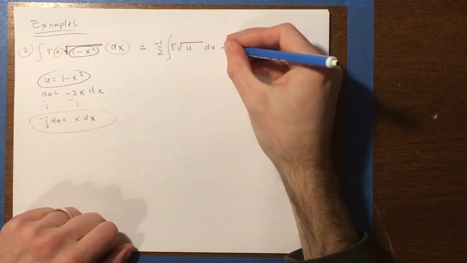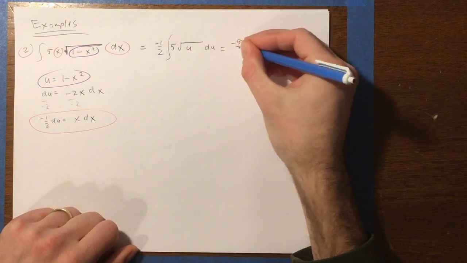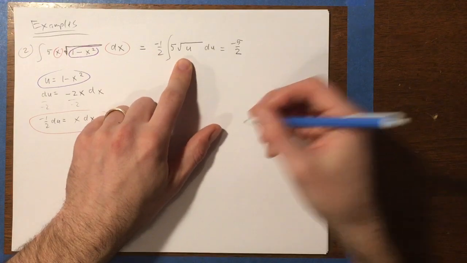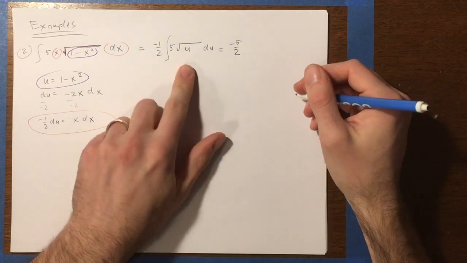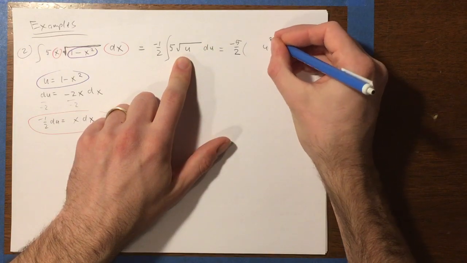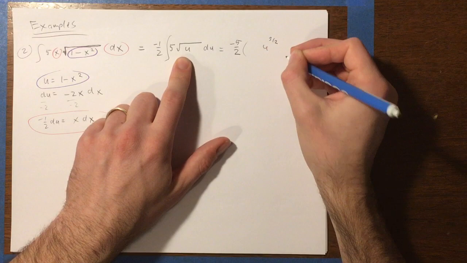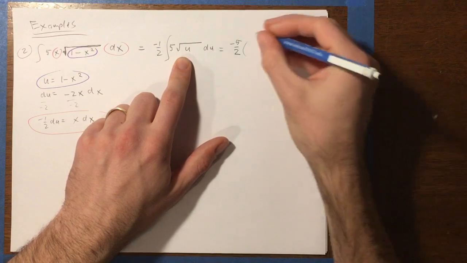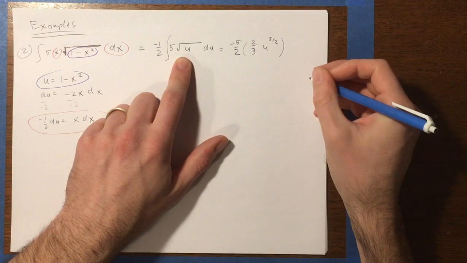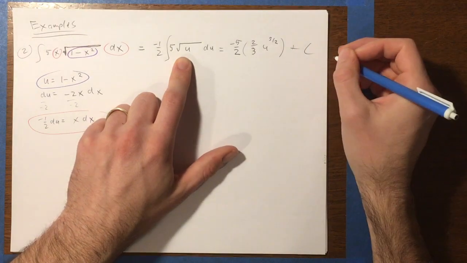Now the 5 can come out of the integral as well, so this is negative 5/2. And now we're integrating the square root of u. We can do that because that's just a power function, u to the 1/2. So we get u to the power 3/2, then we divide by 3/2 by the anti-power rule, which is the same as times 2/3. And then, of course, we'll have a plus c on the end.